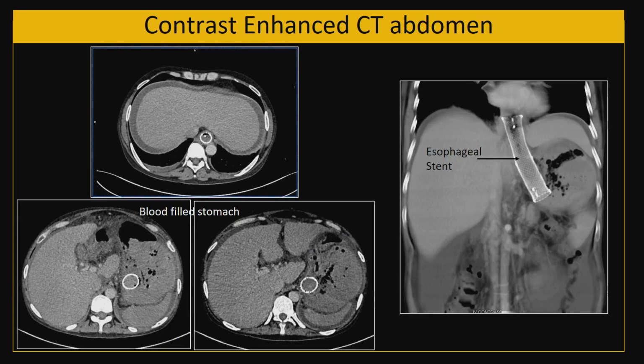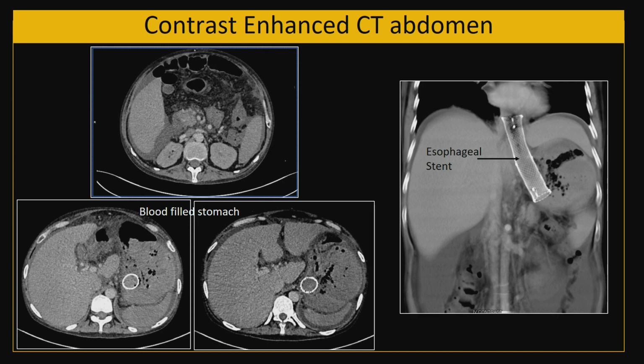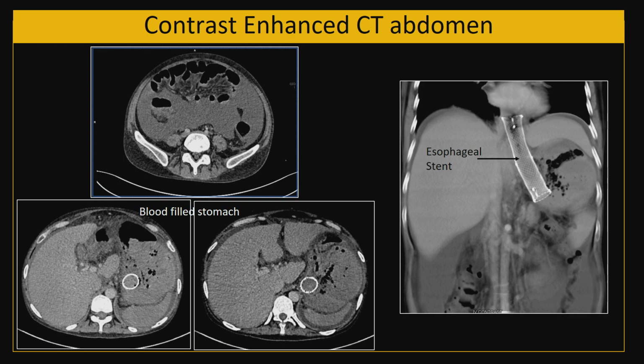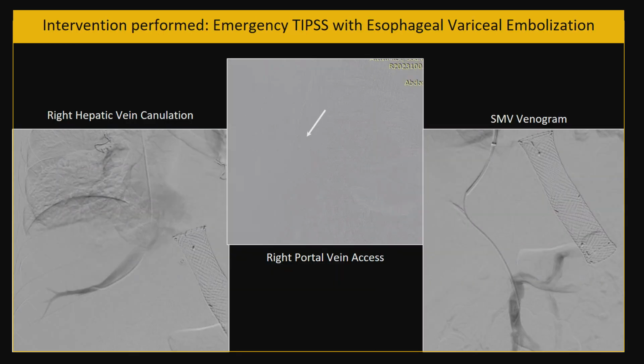So we did a contrast-enhanced CT, and what we can see is the stent which was placed endoscopically. In this case, there is a lot of blood within the stomach lumen, and the patient has poor hemodynamic status. So we decided to go with the TIPS procedure. We took the patient in emergency.